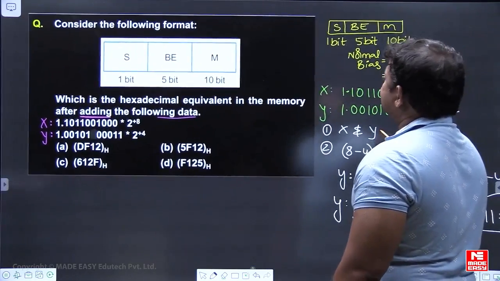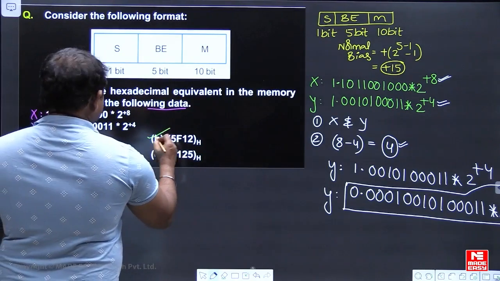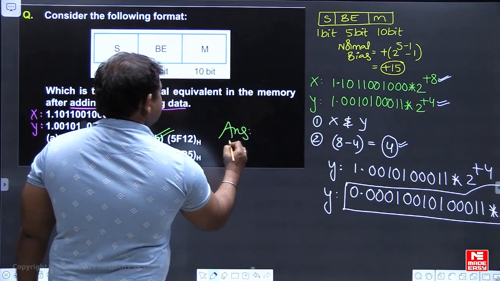5F12. Yeah, this is the question. In this question, right answer is what? B. 5F12. This is the answer. Answer is B.